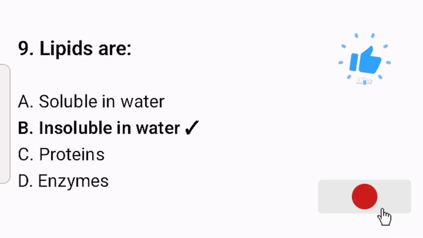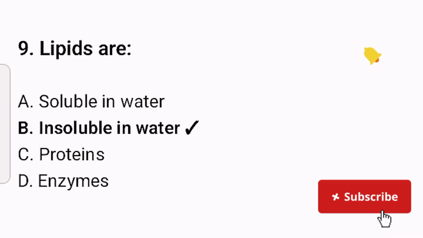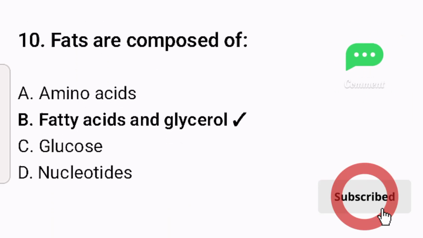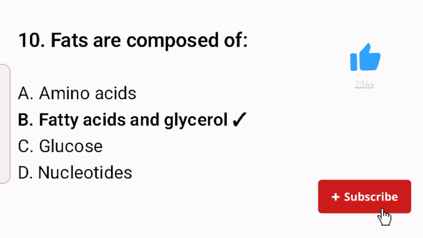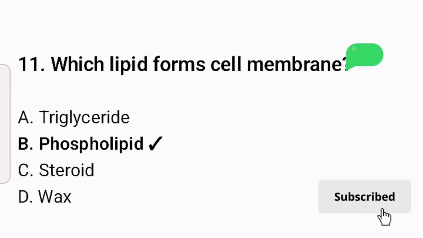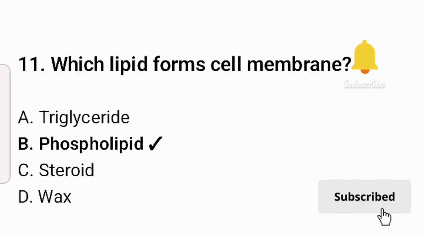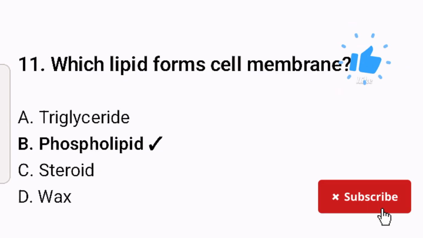Number 9, lipids are B, insoluble in water. Fats are composed of B, fatty acids and glycerol. 11, which lipids form cell membrane? B, phospholipid. Option B is right.